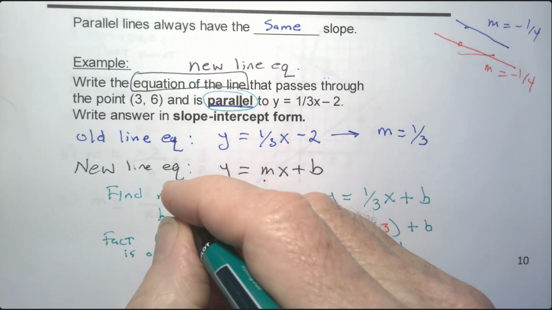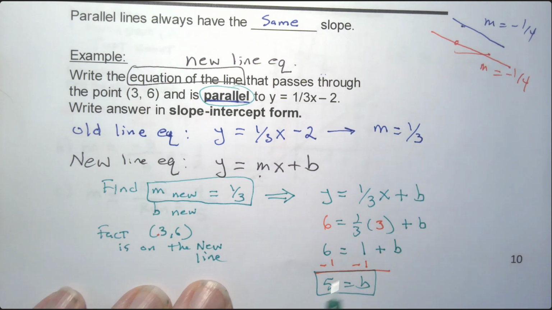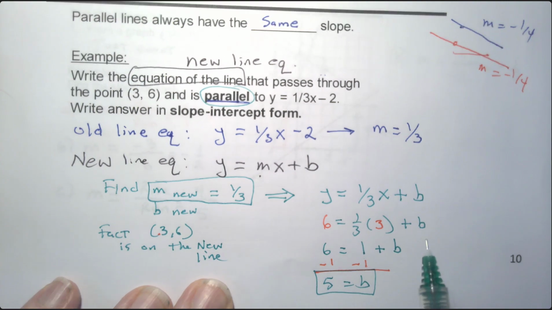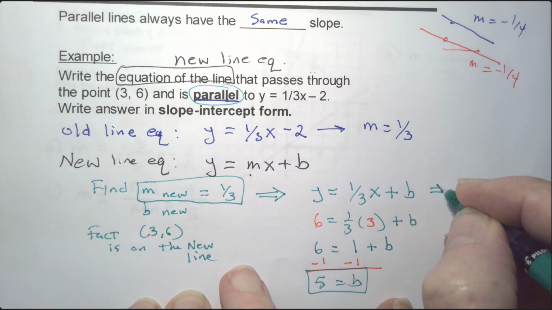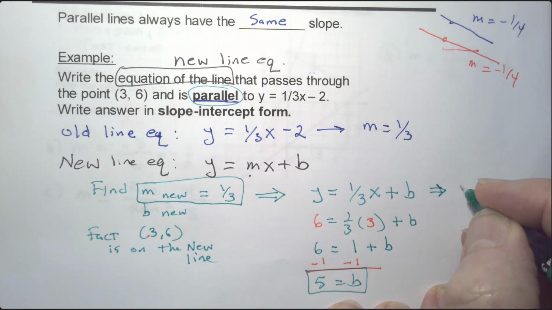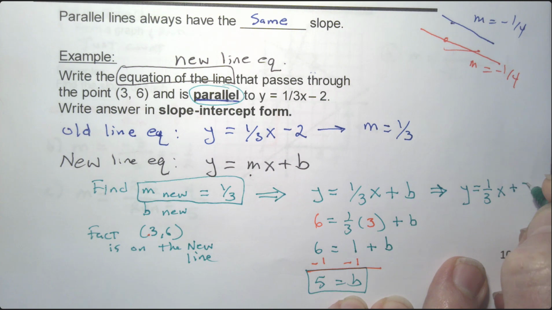So I know the m number for the new line, and by plugging in a point on the new line, I've solved for the b number on the line. So now I know y equals 1/3 x plus 5.